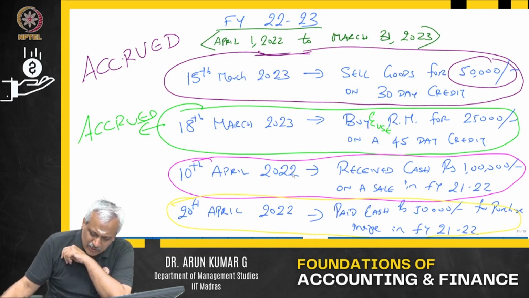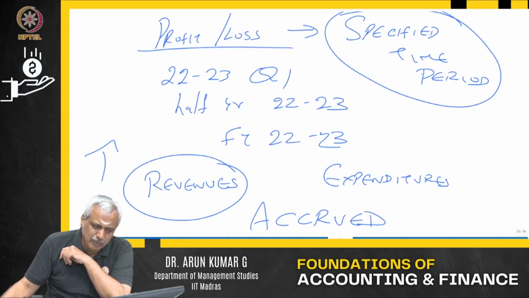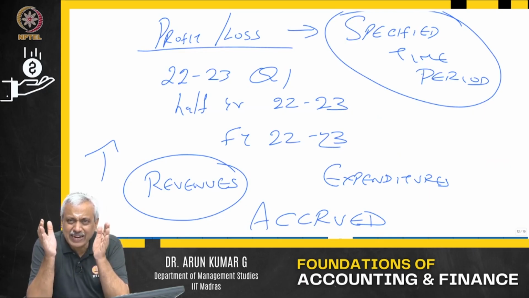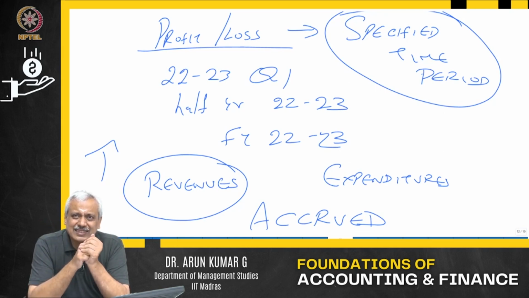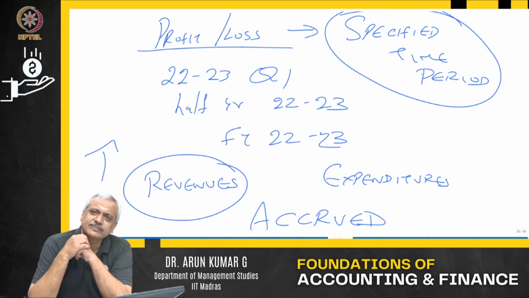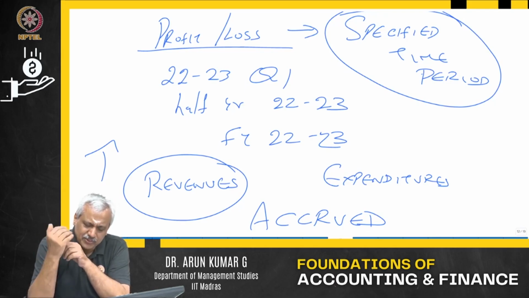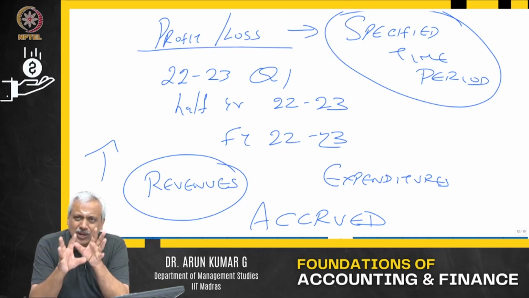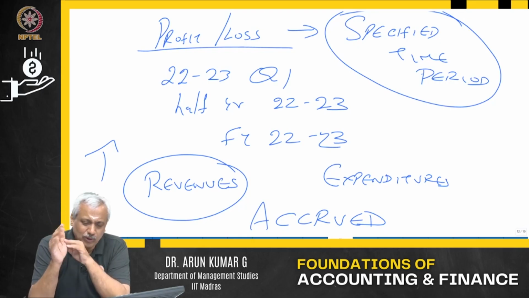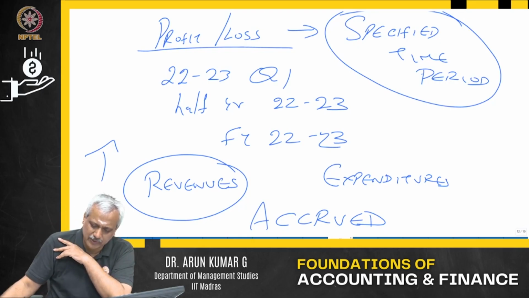And then we talked about the next aspect, with what frequency do you prepare an income and expenditure statement, and what is the specified time period. As I said in the last class, the income and expenditure of the profit and loss account is for a specified time period. So, it basically takes into account all the accrued revenue and accrued expenditure for that specified period. That is what we talked about, accrual concept, in the last class.